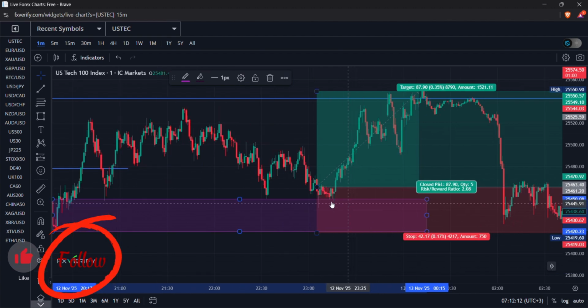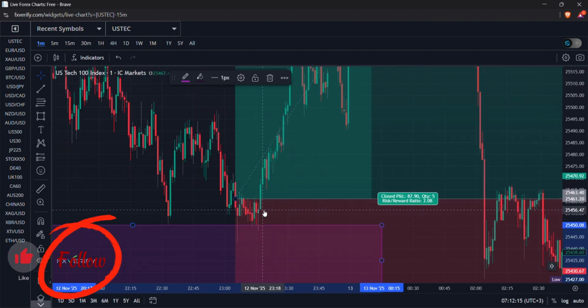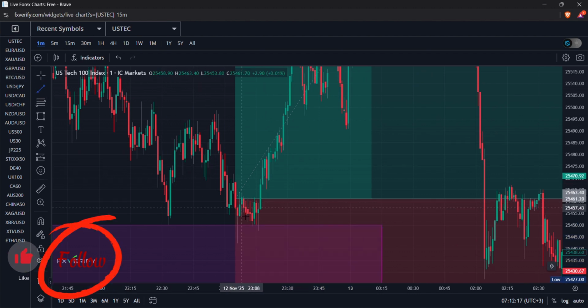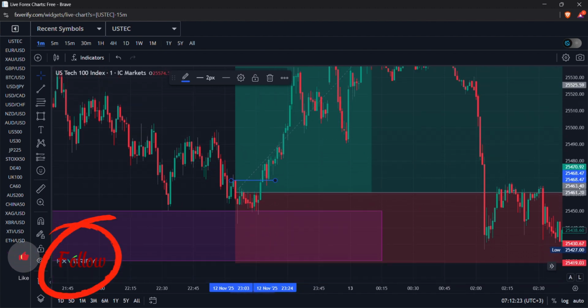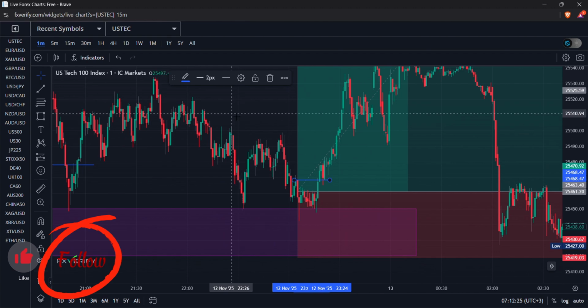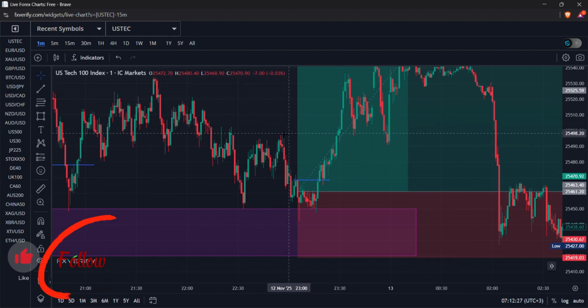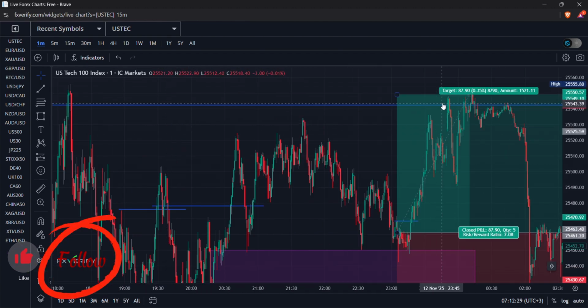But as you can see, the market didn't reach the low, and you will notice that there was a nice market structure shift here, and the market started rallying up with speed. This is usually what I love to see, with speed, taking out the high that I had highlighted there.